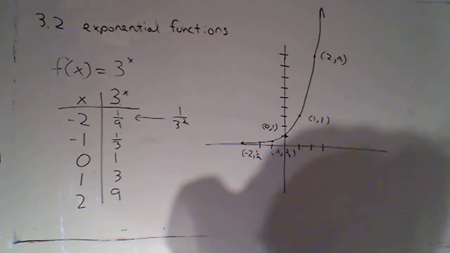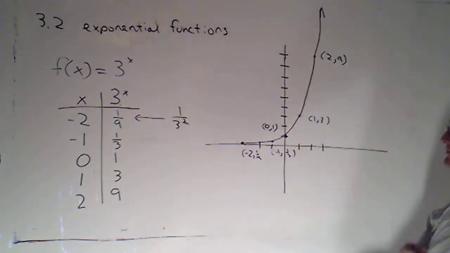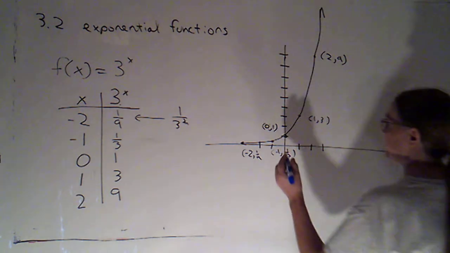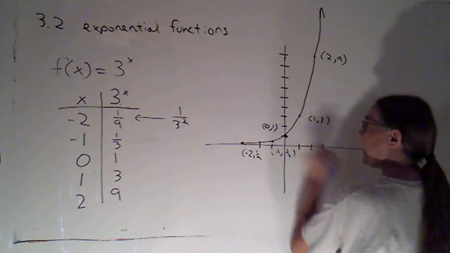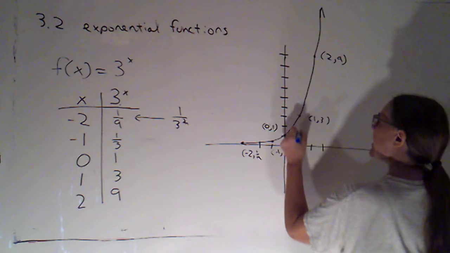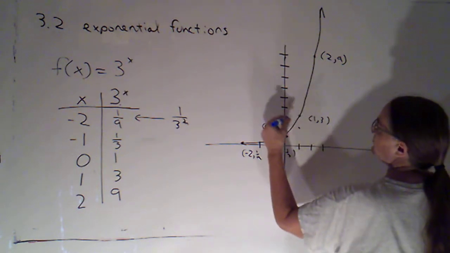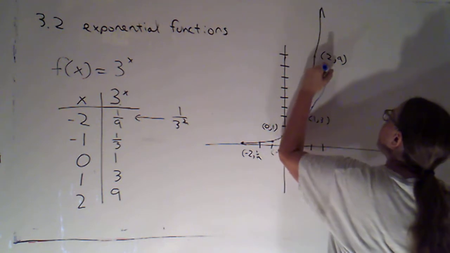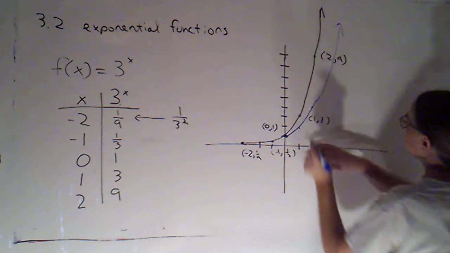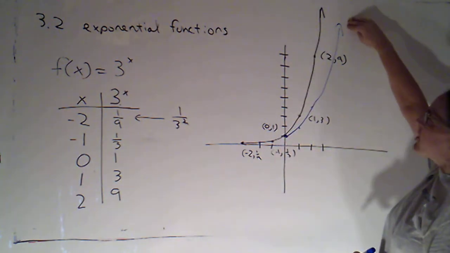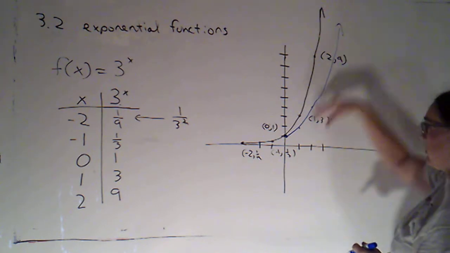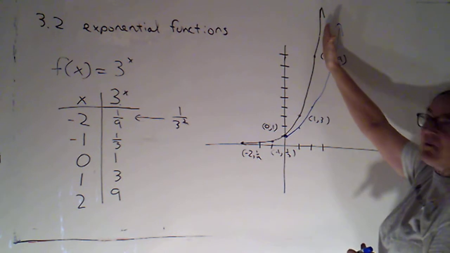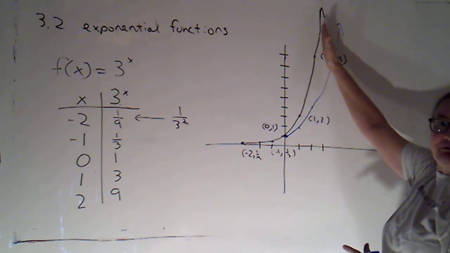Now, if I were to graph 2 to the x on the same pair of axes, I'm going to just graph that in blue really quickly. It has the same y-intercept of 0, 1. But at 1 we were at 2, and at 2 we were at 4. So it's the same pattern, but it's just growing not quite as quickly as this is. It's growing, and it's getting steep. It's growing pretty quickly, but when the base is 3, it's growing even faster.